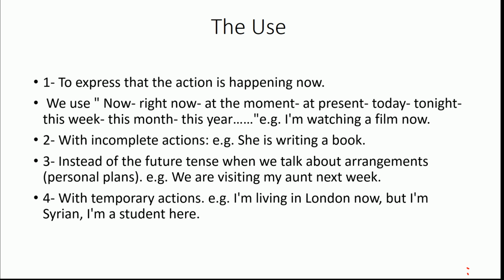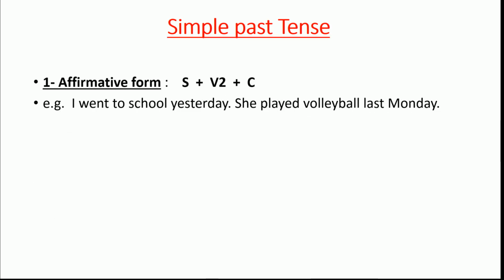Again, the affirmative form. Ms. Faiza is going now to go with us with the simple past tense. The affirmative form is subject, verb two, and the complement. Example, I went to school yesterday. Here we have the indicator yesterday, and the verb went is verb two from go. And she played volleyball last Monday. Here the indicator is last, and played is the verb two from play.